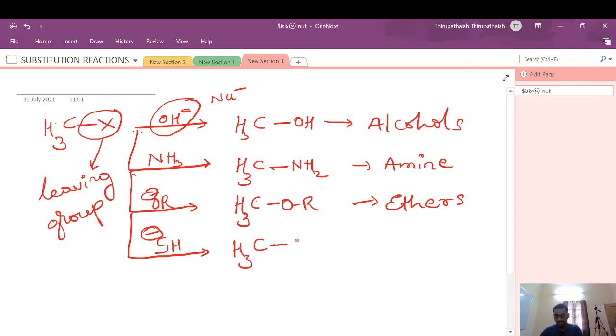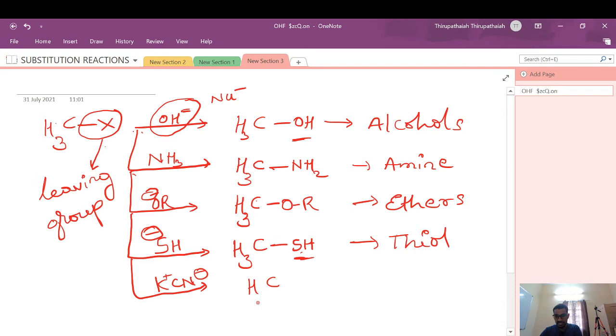Here CH3SH. Here you are seeing OH minus, in the same way this is SH. It is called thiol. In the same way, you can replace it with cyanide, then you will get CH3CN, cyanides.